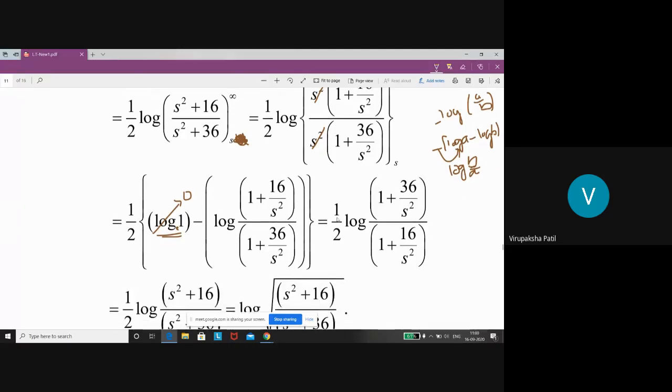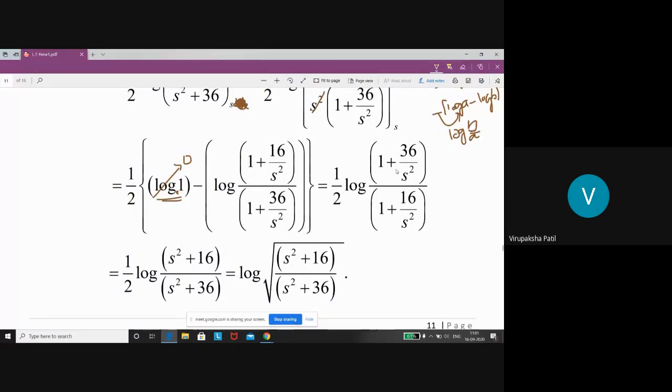So directly I have written here this 1 by 2 as it is, and interchange these two. Log of 1 plus 36 divided by s square, divided by 1 plus 16 divided by s square. Now again what you can do here is take the LCM. If you take the LCM, the numerator becomes s square plus 36 whole divided by s square. In the denominator, s square plus 16 divided by s square. So this s square cancels.